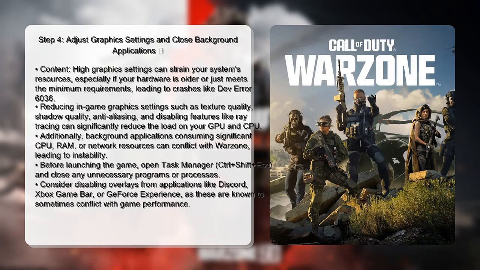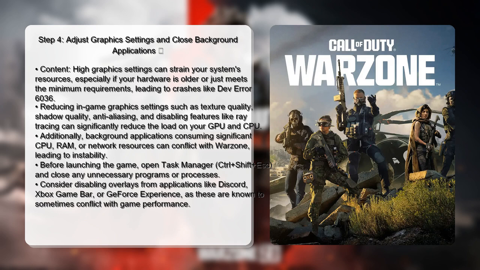Step: adjust graphics settings and close background applications. Content: high graphics settings can strain your system's resources, especially if your hardware is older or just meets the minimum requirements, leading to crashes like dev errors. Reducing in-game graphics settings such as texture quality, shadow quality, anti-aliasing, and disabling features like ray tracing can significantly reduce the load on your GPU.